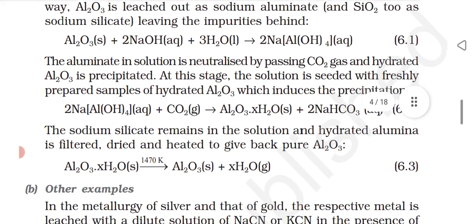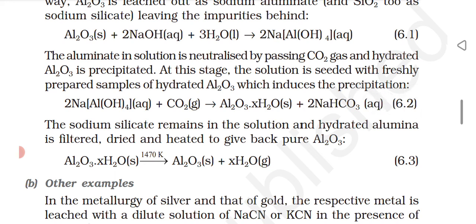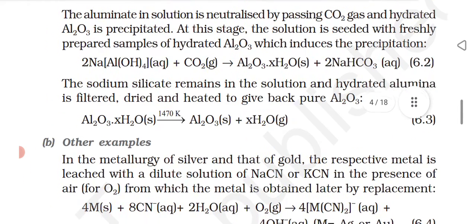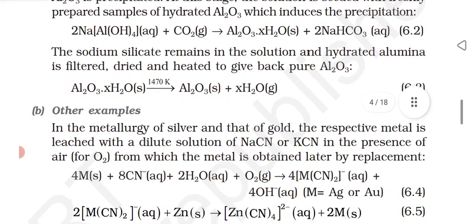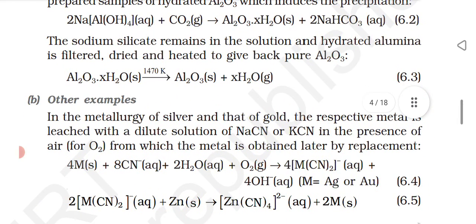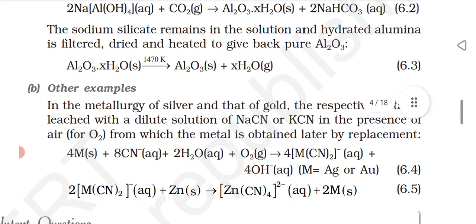The aluminate in solution is neutralized by passing CO2 gas and hydrated Al2O3 is precipitated. At this stage, the solution is treated with freshly prepared samples of hydrated Al2O3, which induces the precipitation. So, the initial Fe2O3 is removed by dissolving Al2O3 in sodium hydroxide. This technique is called leaching. The sodium silicate remains in the solution and hydrated alumina is filtered, dried and heated to give back Al2O3.